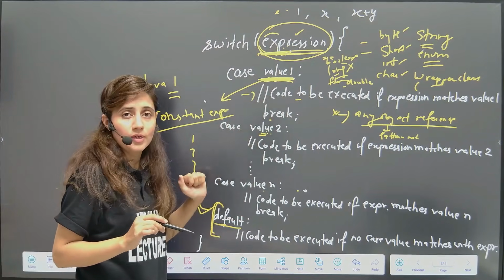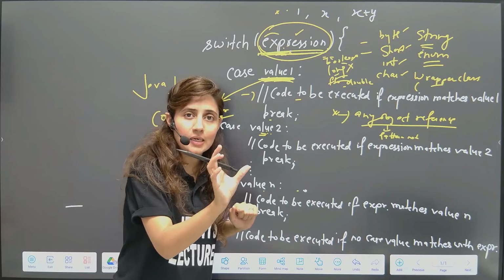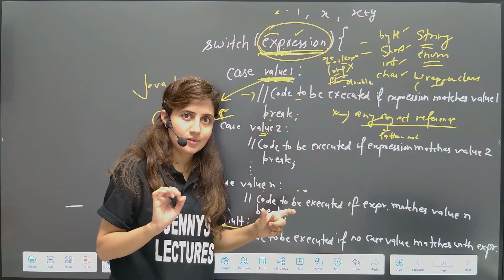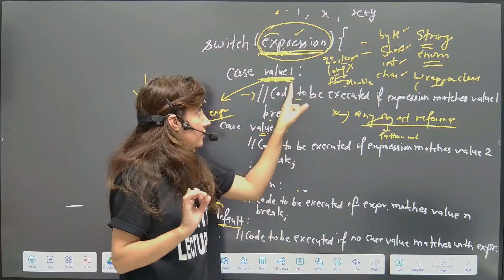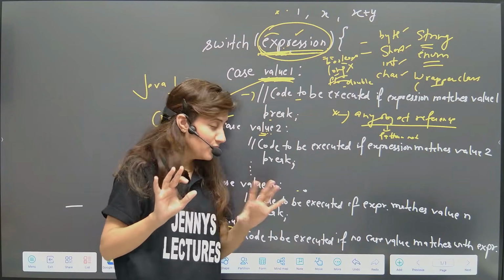If you want to use a variable, then that variable should be constant. How to create a constant variable? We have to use the final keyword. So if a variable is constant, then you can write it here. I hope you are getting this.